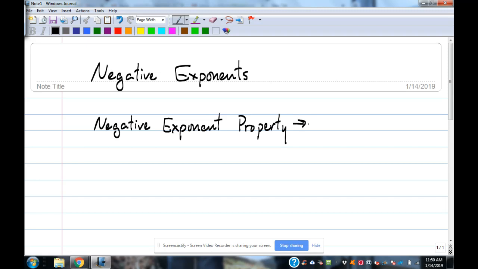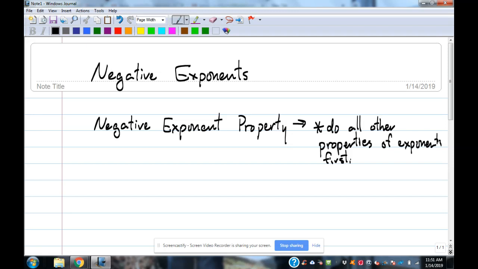When you're doing the negative exponent property, it's not a everybody does it this way kind of rule, but I think it makes things easier for you if you'll do all other properties of exponents first. So do all of the other properties before you start fixing negative exponents.